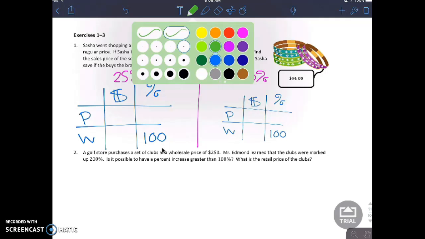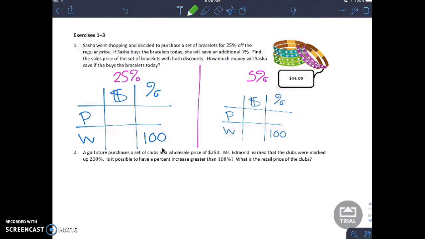So in this case, the whole is going to be the $44. You have to look at the picture to get that. The part we don't know, and the percent, 25% off means you're paying 75%. You could solve with 25, but then you have to subtract it from the original. As long as you have X diagonal from 100, you're in the correct spot. When you solve this equation, you get X equals 33.